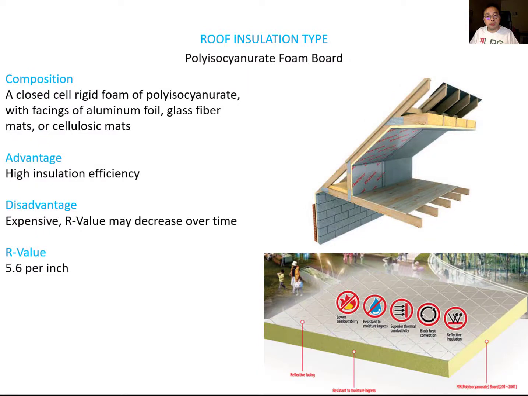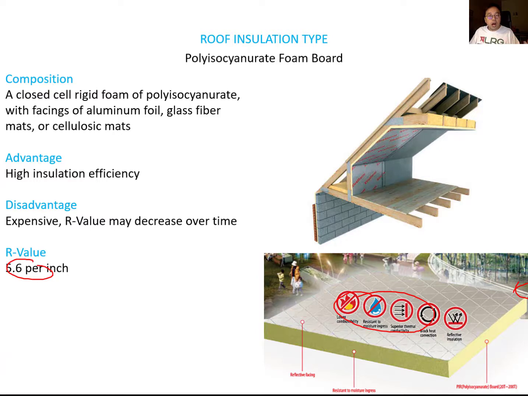So next example is polyiso foam board. Polyiso has a very good R value. It is also a rigid foam type, and it is faced with aluminum foil, glass fiber mat, or cellulosic mat to protect against fire. So it means this kind of facing actually protects against fire.